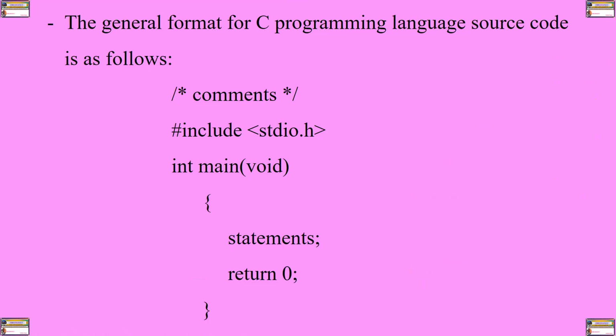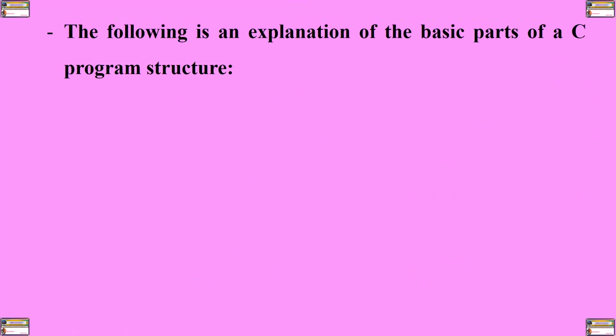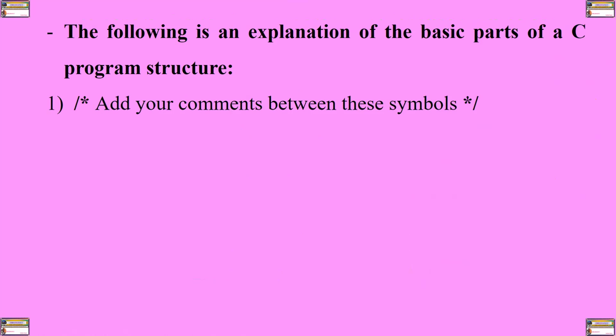Let's now look at each of these parts and see what each of them does. The following is an explanation of the basic parts of a C program structure. First is adding your comments. So you add your comment between these symbols. My dear students and the rest of the learners, note this. We have this pair of symbols here.